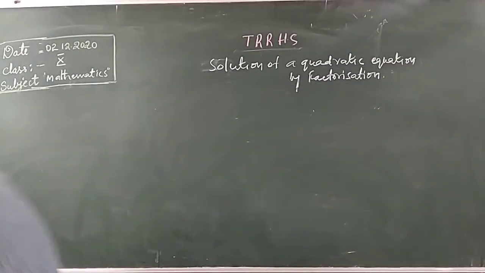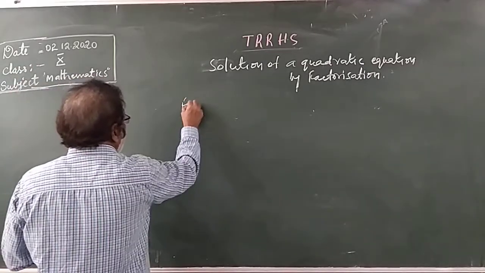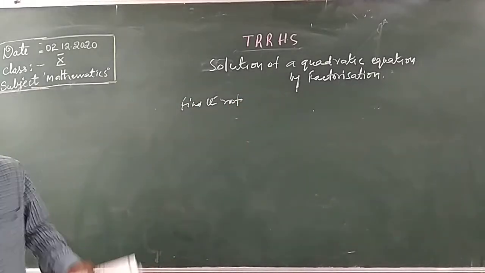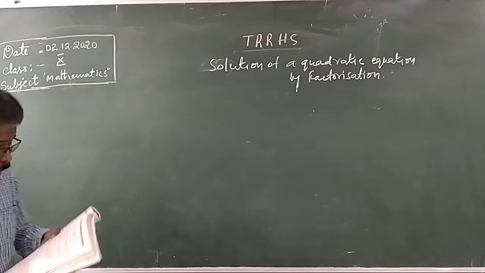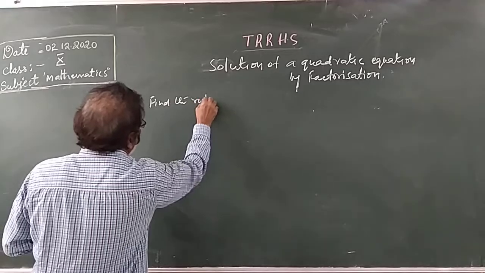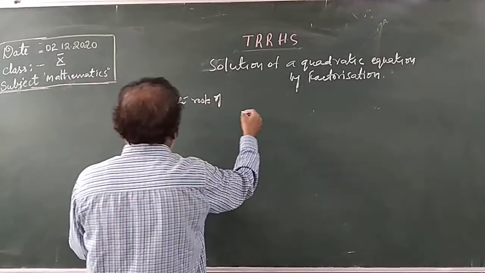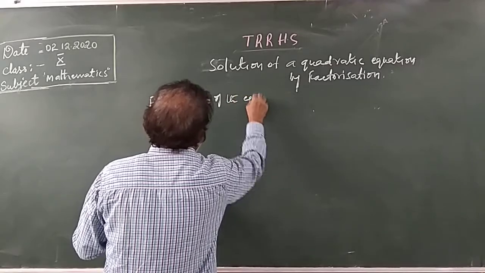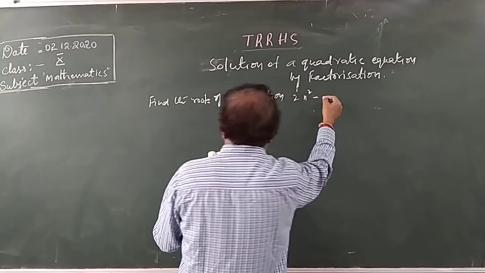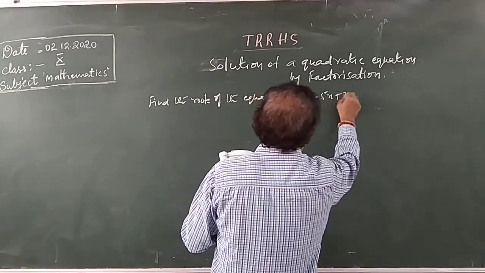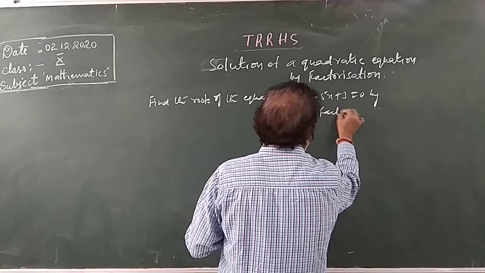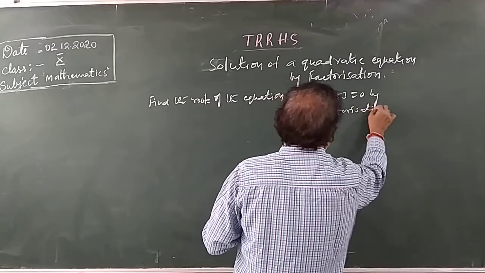Factorization method. So, example. Find the roots of the equation 2x square minus 5x plus 3 equal to 0 by factorization.